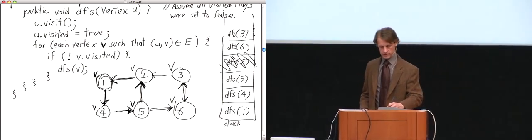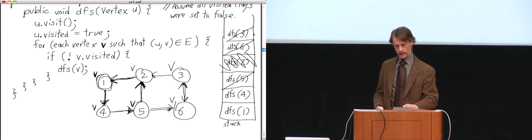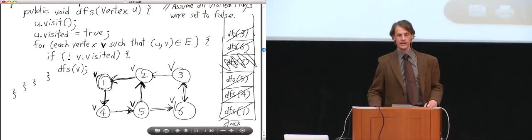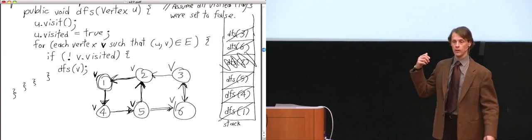So vertex 3 comes off the stack, and we backtrack. 6 has no more neighbors, so we backtrack. 5 has no more neighbors, so we backtrack. 4, 1. We backtrack to the beginning, and now we've visited every vertex once. Any questions about that?